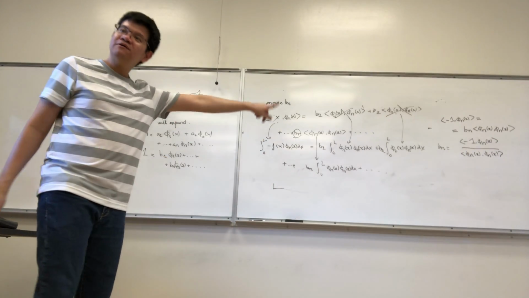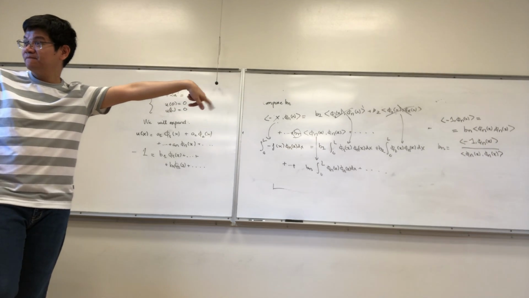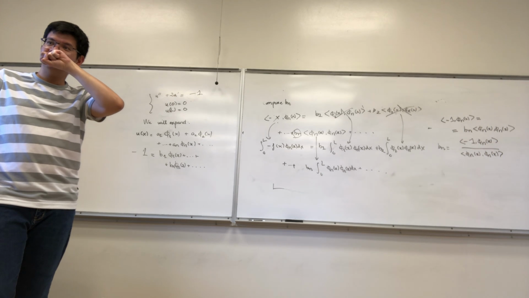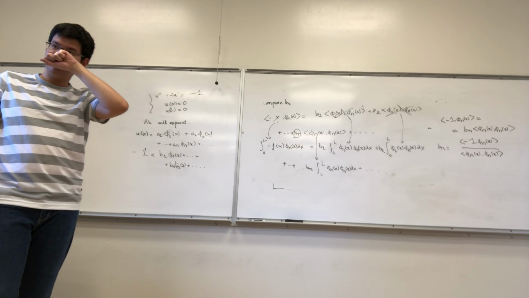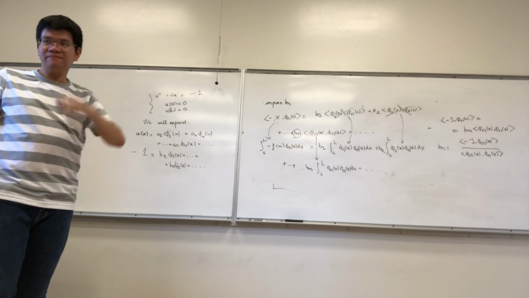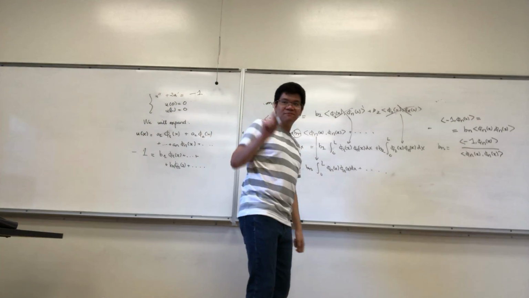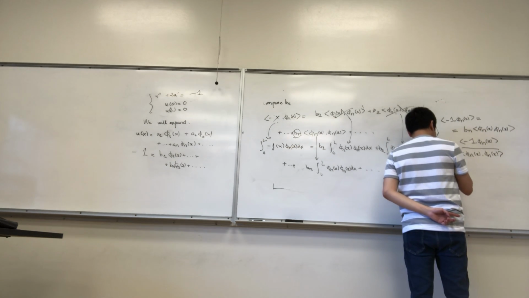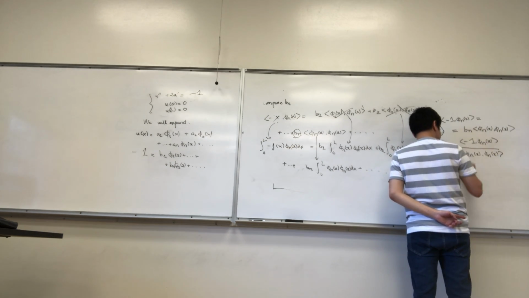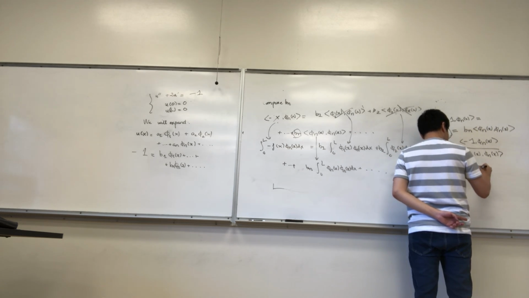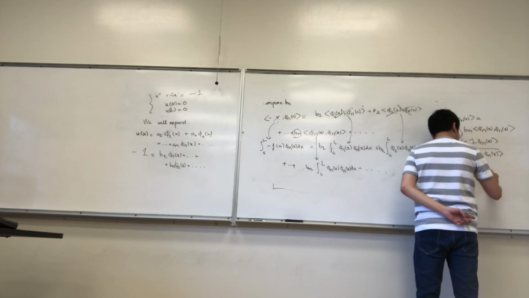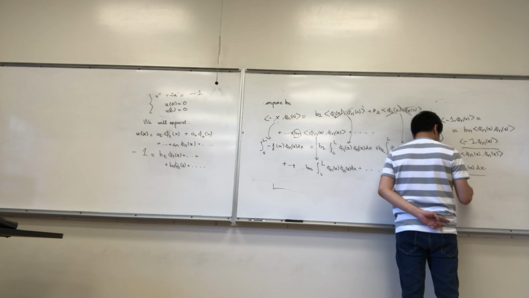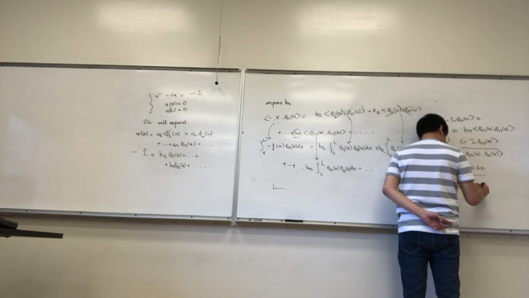So what is the explicit formula for this Bn? It is the integral from 0 to L of minus 1 times phi n of x dx, divided by the integral from 0 to L of phi n of x squared dx.